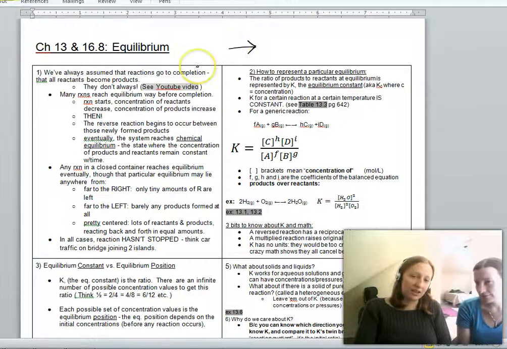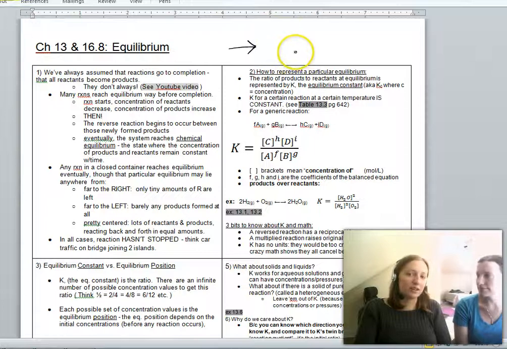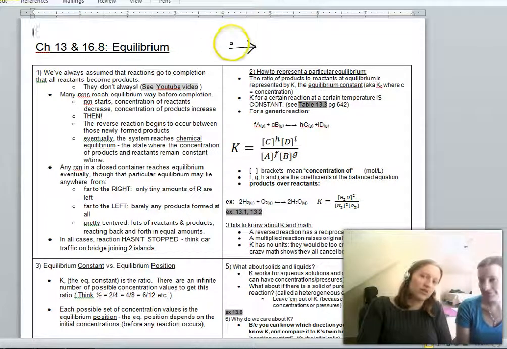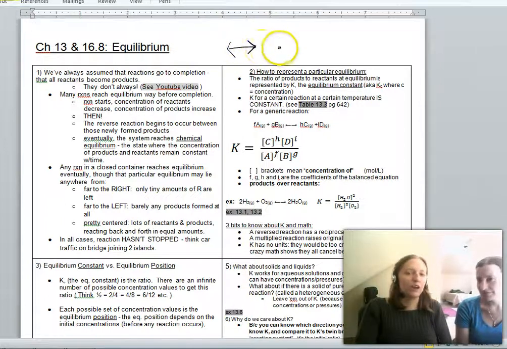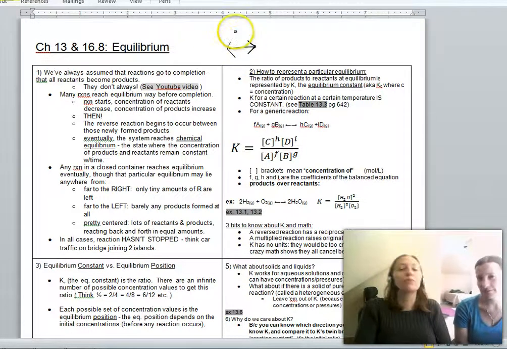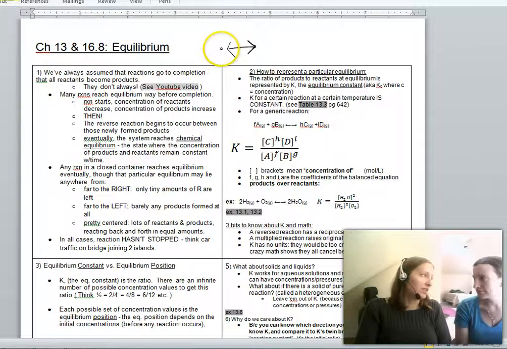you start with reactants and they will react together and they will form products. And then when the concentration of products gets high enough, they will start reacting with one another and going back the other direction to some extent. So you end up with concentrations of reactants and products being constant, and this double-headed arrow is a more accurate representation because you're reacting forwards and reacting backwards at the same time.